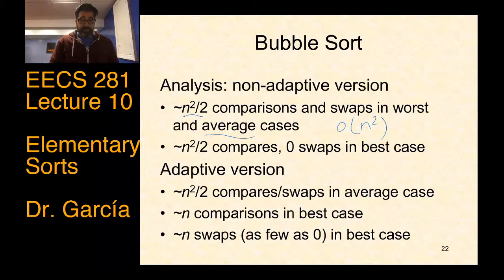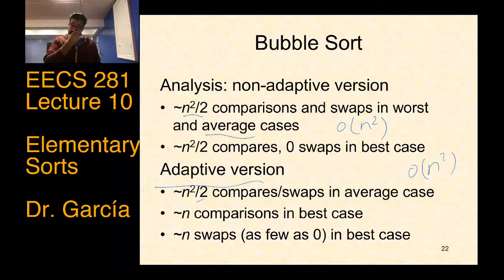Then for the adaptive version, we have same deal. None of these adaptations or optimizations that we're going to talk about are going to change the asymptotic complexity of our algorithm. So O of n squared in terms of comparisons and swaps.